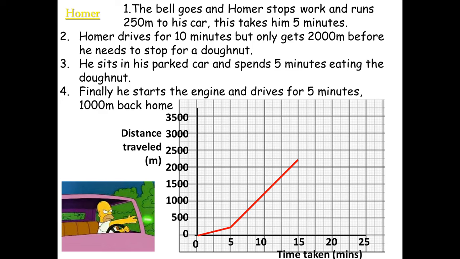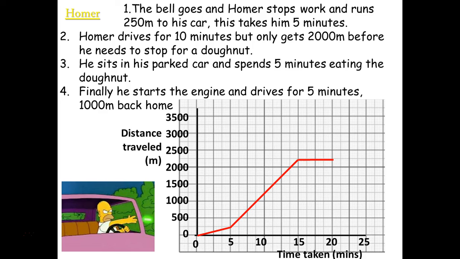He then sits in his car and spends 5 minutes eating the donut. I feel that's an over-exaggeration. He could eat it faster than that. However, we're going to see a straight horizontal line because he's not moving anywhere. He's sitting in his car. So the distance time graph can tell us about Homer's position and his velocity.